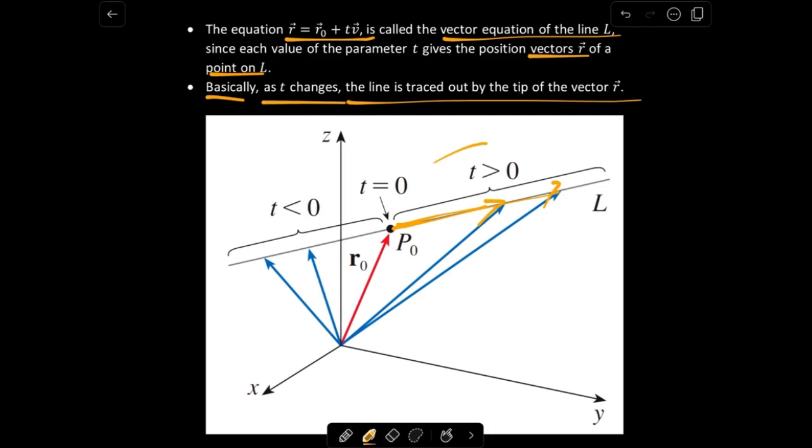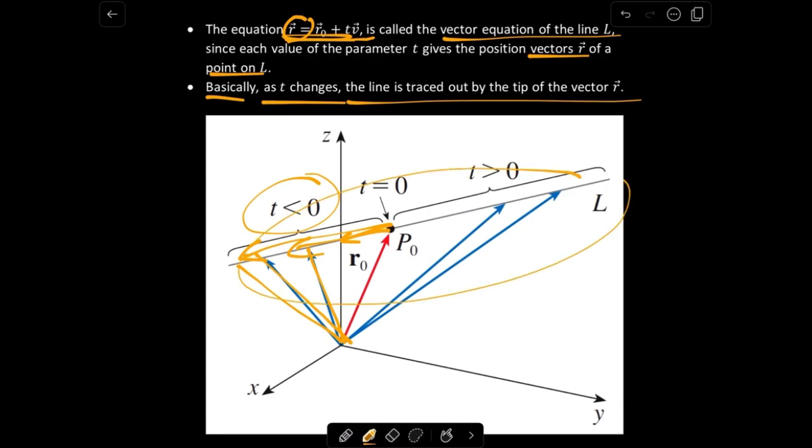So when t is greater than 0, you can see here when t is like half, 1, 2, 3, all the way to 10, infinity, this vector t times vector v is going to map out onto the line. And then the vector r is going to map from the origin to all the points on the line. You can see the blue lines here. And then if t is less than 0, then the t times vector v is going to map out like this. It's going to move in the opposite direction of this point. And then the vector r is going to map to all of those endpoints. And that's how the vector equation describes this line L.